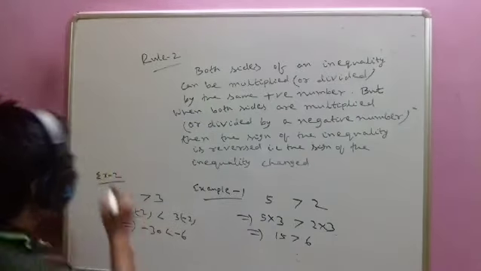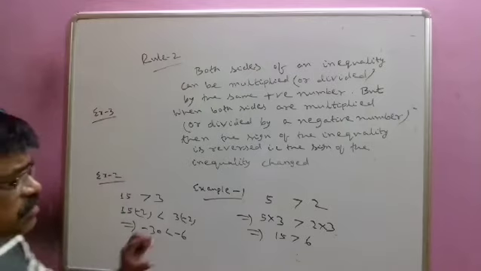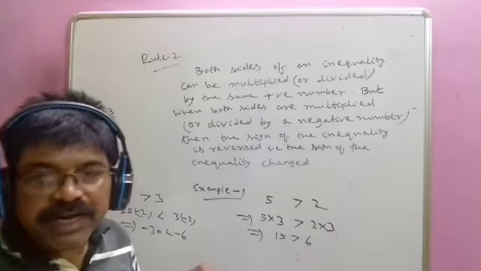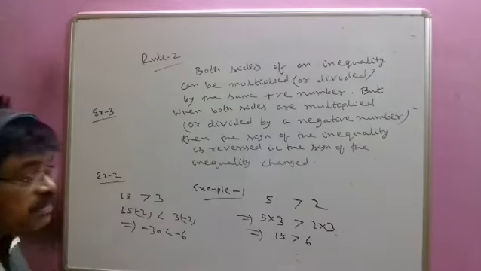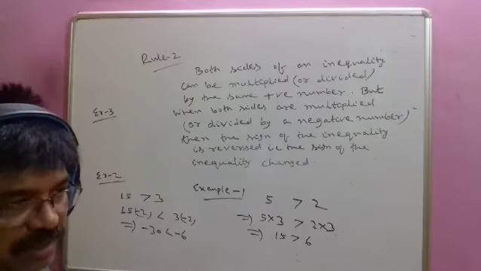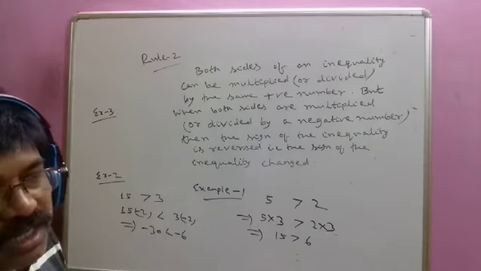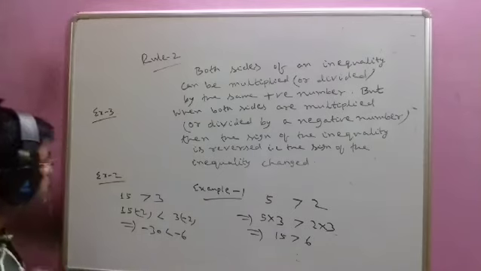Similarly, example 3. If you divide by a positive number on both sides of the inequality, the sign of the inequality remains the same. But if you divide by a negative number on both sides, the sign of the inequality changes. Change means if it is less than, it becomes greater than. If it is greater than, it becomes less than. If it is less than or equal to, it becomes greater than or equal to. If it is greater than or equal to, it becomes less than or equal to. Reverse means like that.